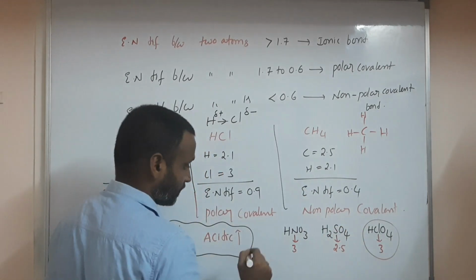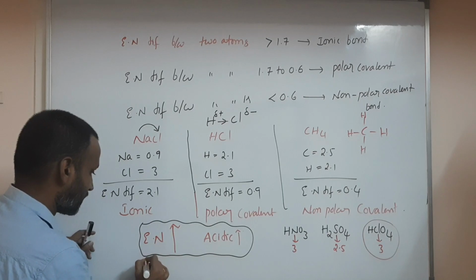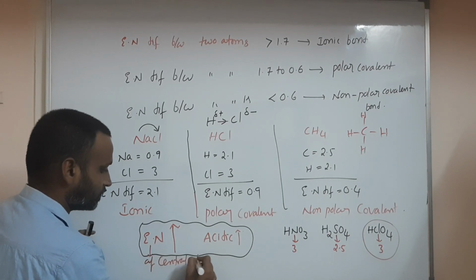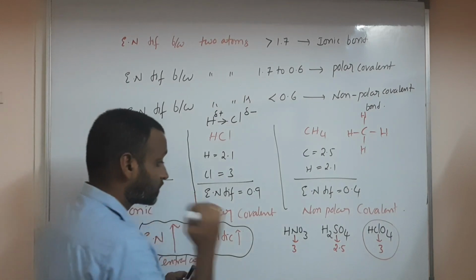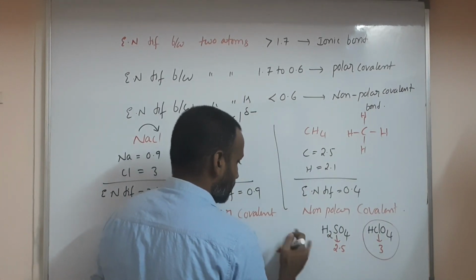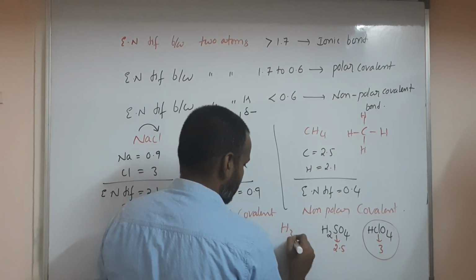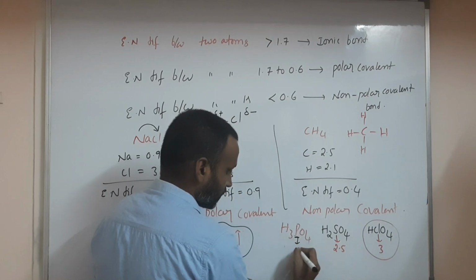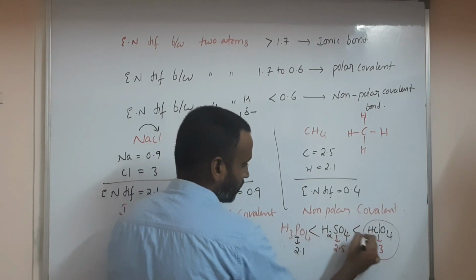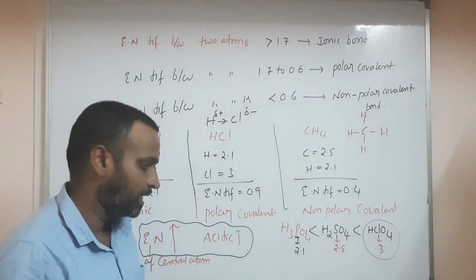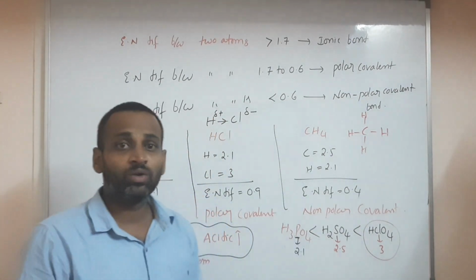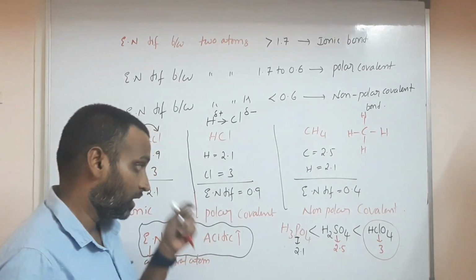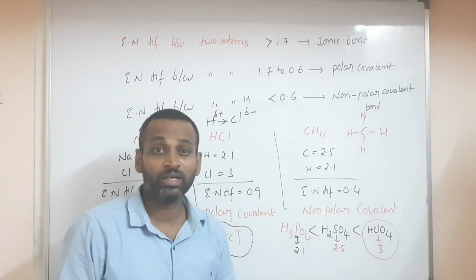I am telling the electronegativity of whom? Electronegativity of the central atom. So suppose you take H3PO4 like this. Among these three, phosphorus is 2.1. So this is the order of acidic nature. It's very easy. If you know the electronegativity of the central atom, this is a simple way to say acidic nature. Of course, I told you in our regular classes also.